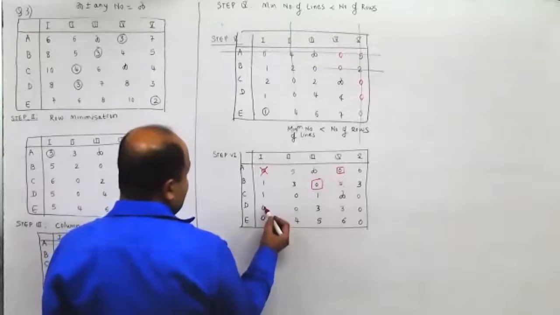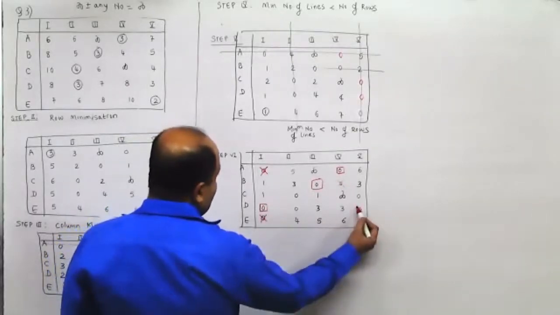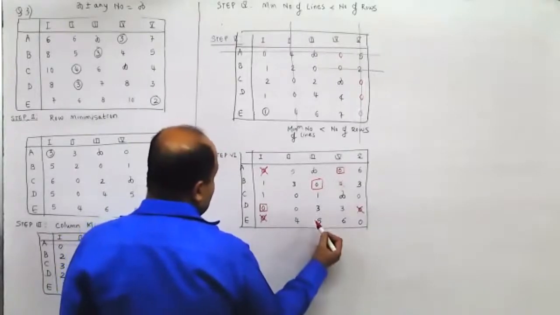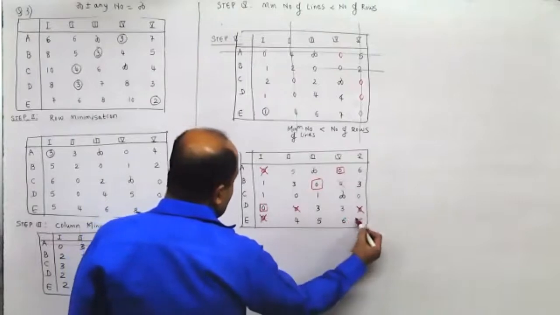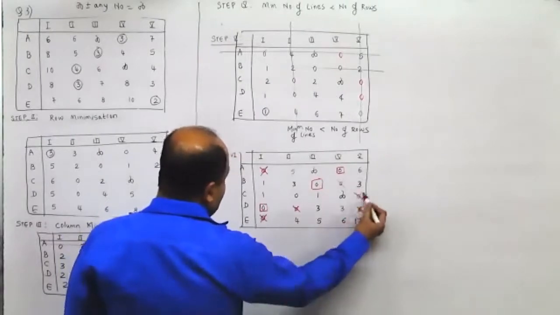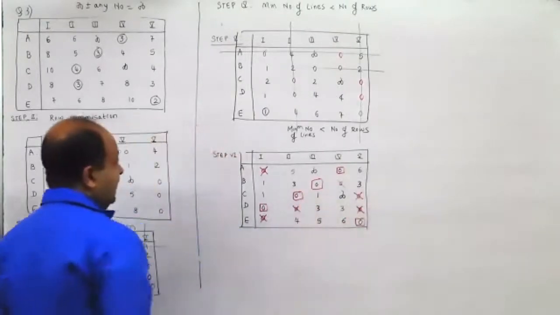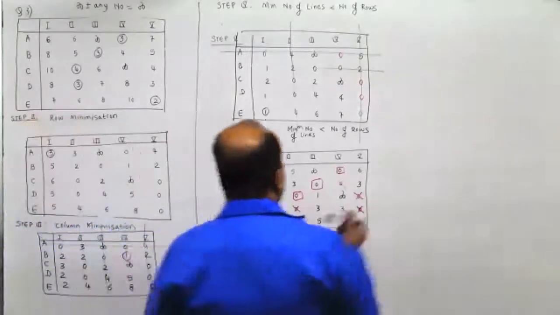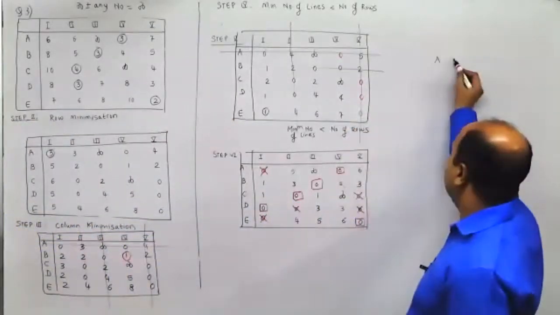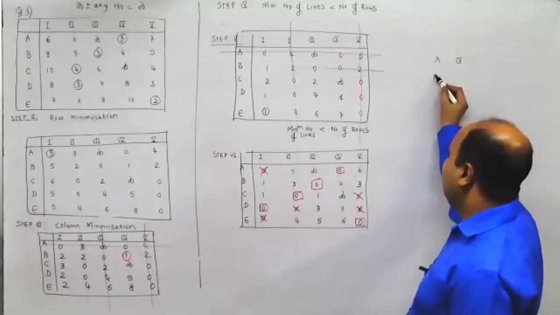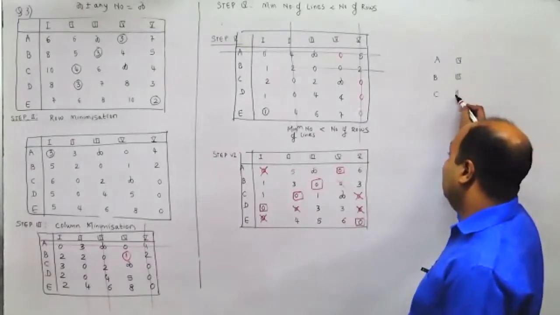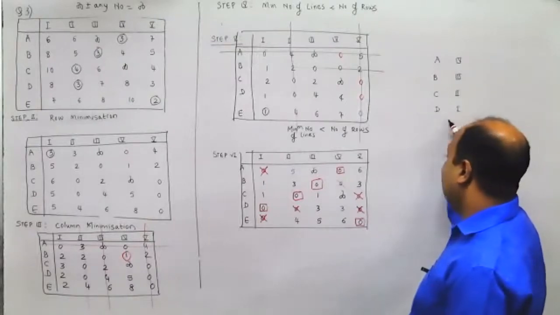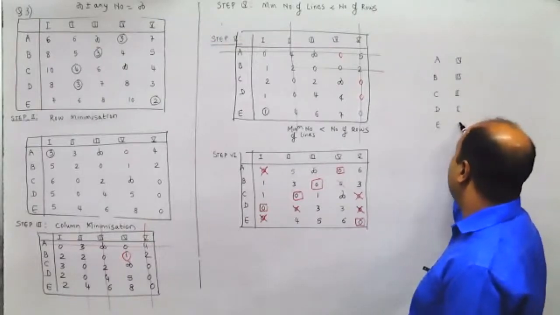I'll do one thing. I'll select this. So this gets cancelled. This gets cancelled. Now this gets cancelled. So you are left with this to be selected. This gets cancelled. Yeah, this is the selection. So A gets 4. B gets 3. C gets 2. D gets 1. And E gets 5.